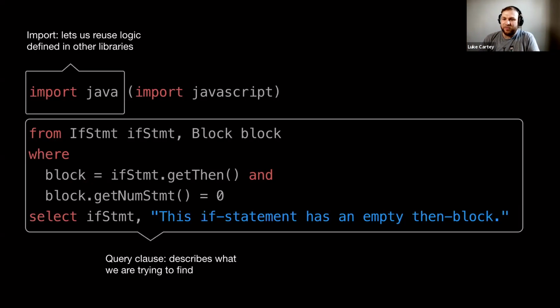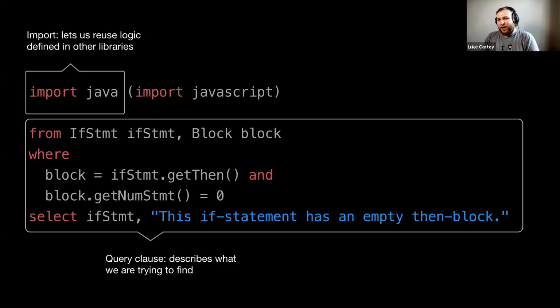Now we can see that the where clause also has a second condition here that we combined with and, meaning that both conditions must be true. And the second condition says block.getNumStmt() equals 0. Again, we can read this in a natural language way: find me all blocks in the program whose number of statements is 0. In other words, empty blocks. So if we step back a bit here, we can see that this query is actually finding if statements which have an empty then block.